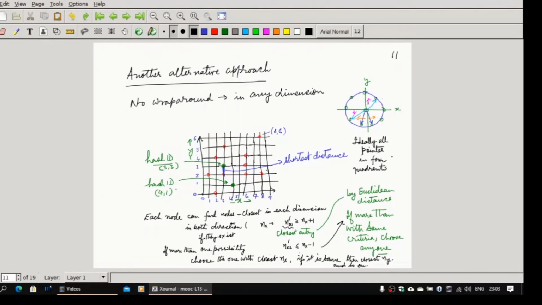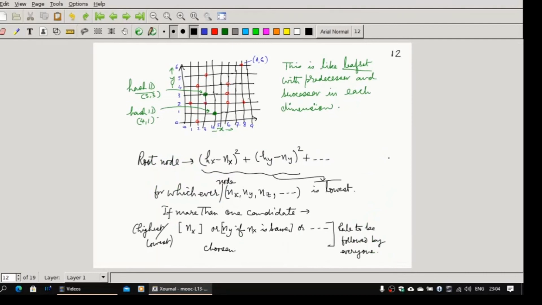But there are only 2. Here also we are using 2, but in each dimension there are 2 now. In Chord there is only 1 dimension, so there were only 2, predecessor and successor. Here there are n dimensions, so there will be 2n nodes in this table. So this is basically an n-dimensional leaf set table.